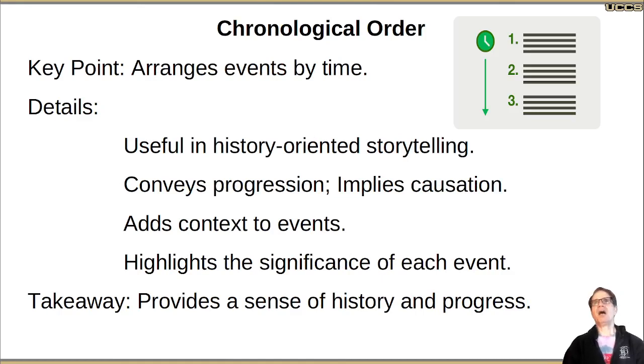Chronological order arranges events by time. It's very useful in history-oriented storytelling, so telling the history of part of your company as a reason to do something. This would be the natural thing to do. It conveys progression, so there's this advancing of ideas, advancing of things over time, which is natural. But you have to remember that the human mind likes to see temporally stated events as connected in a causal fashion. This happens next, and there must be a cause between the two.